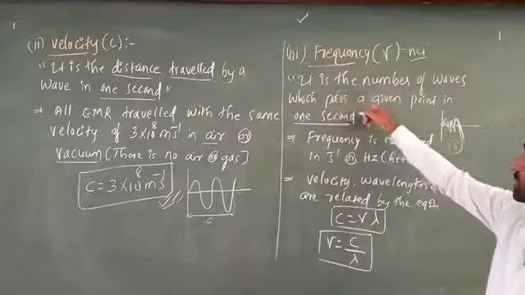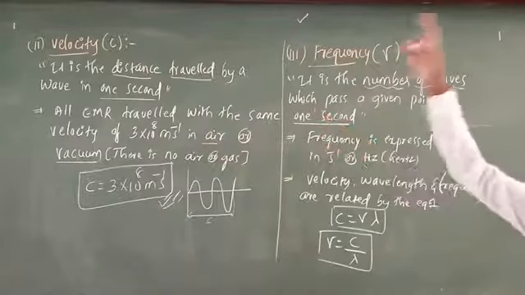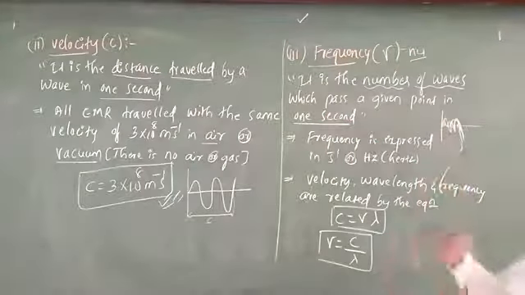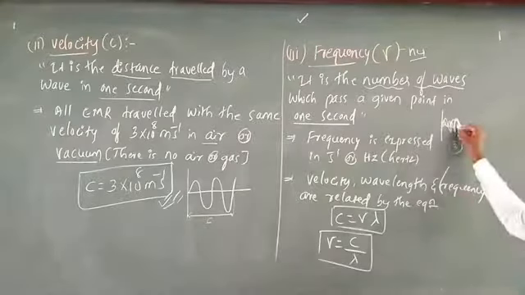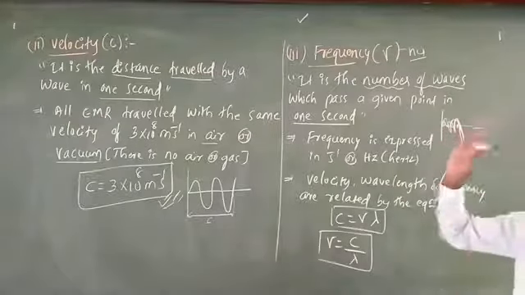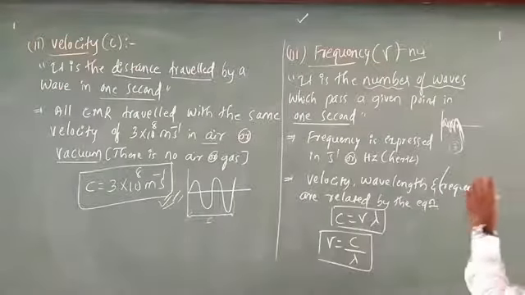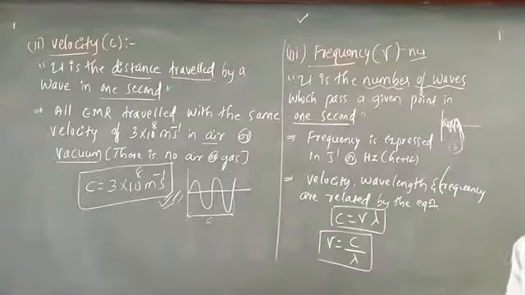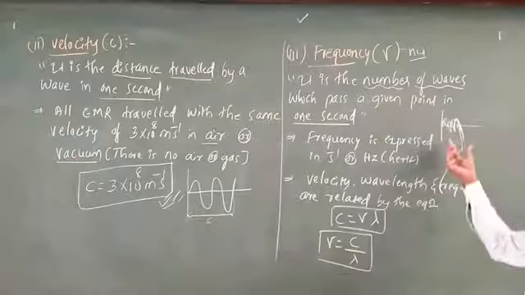That is the number of waves. Most important, that is different from distance travelled. This is the number of waves which pass a given point in 1 second. Up to this mark is important. Totally 3 waves are passed in 1 second. That is an analogy. Don't think that only 3 waves pass, it may be 4 or 5. It depends on experimental things, just for our understanding.